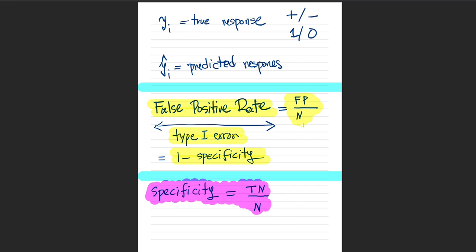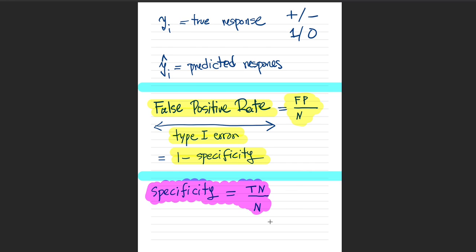Now, what is a negative? What are the number of negatives? Is it about the predicted responses or the true responses? And this is a subtle point here to remember. When you calculate the false positive rate, the number of negatives is the number of negatives in the true response.